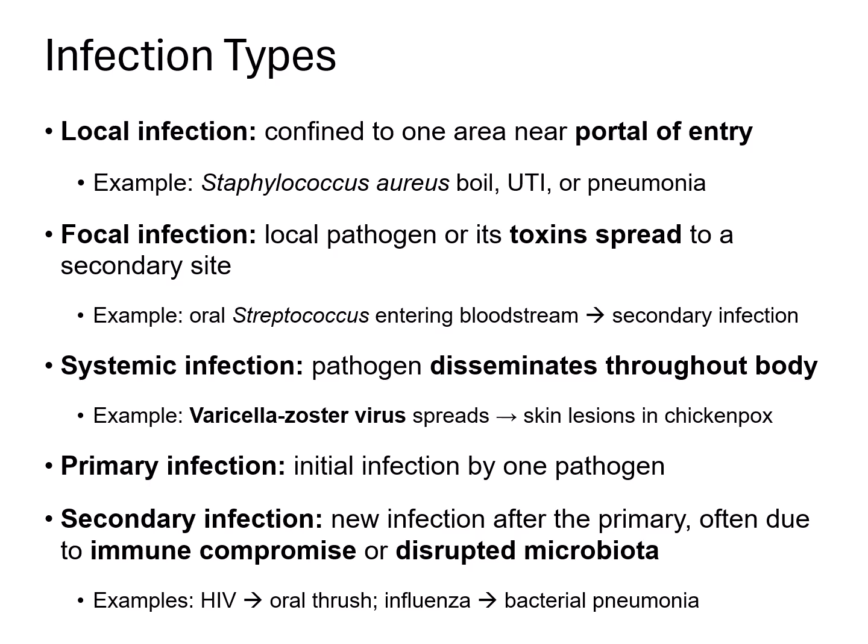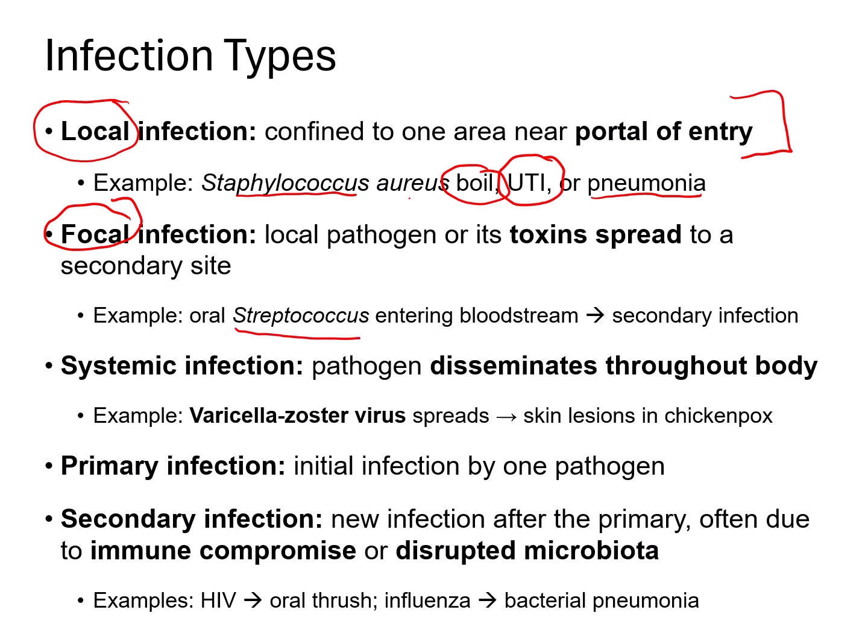Infections can be local, that means they are confined near the portal of entry, such as Staphylococcus causing a boil on the skin, a urinary tract infection, or pneumonia that's localized to the lungs. A focal infection is spread from a local site to a secondary location. One example could be Streptococcus from the gums, and you get an opening or a wound in the gums, allowing it to enter the blood and leading to a secondary infection.